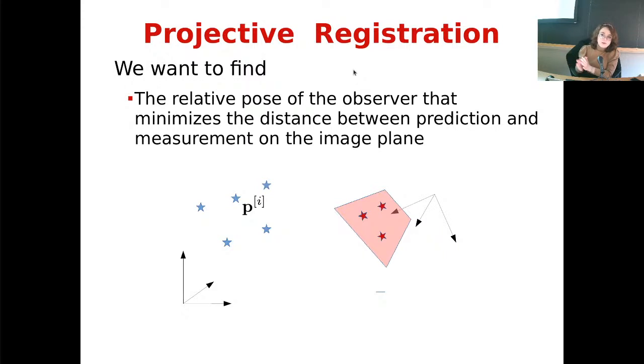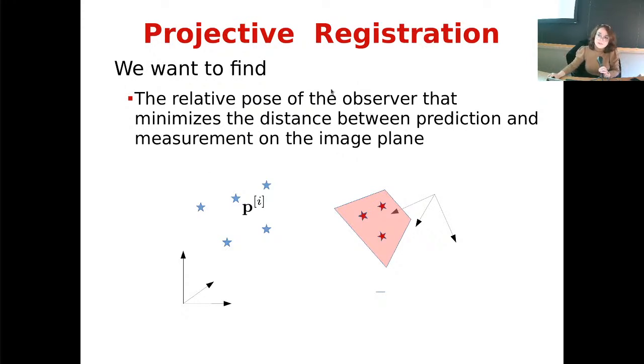Now, we will go deeper into the camera model later, but what you should know right from here is that, assuming that the camera model is known, so that you know how to project points in the camera frame onto the image, then the objective of the projective registration problem is to find the transformation from the world frame to the camera frame that allows you to minimize the distance between the prediction of the points on the image and the measurements that are points in the image plane.